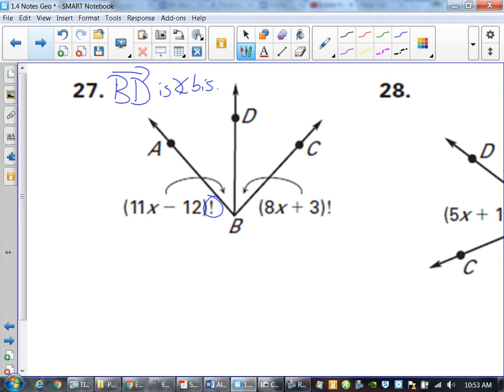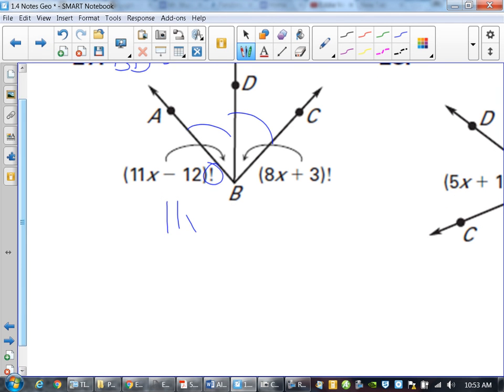So if it's an angle bisector, what do you know about those two angles? They're equal. So if I have to solve for x, if these two are equal, what do I do algebraically? You just set them equal to each other. Very good. 11x minus 12 is 8x plus 3. And you're back to a two-step problem with variables on both sides of the equation, just like we did with segments.